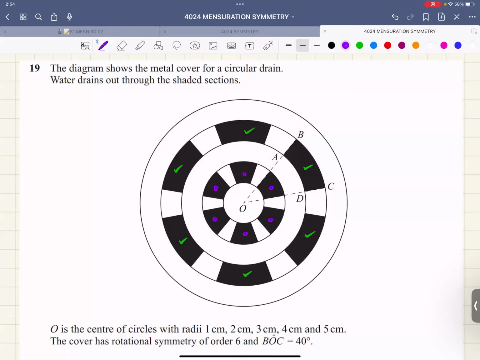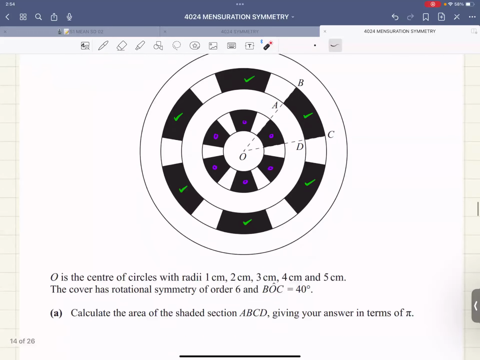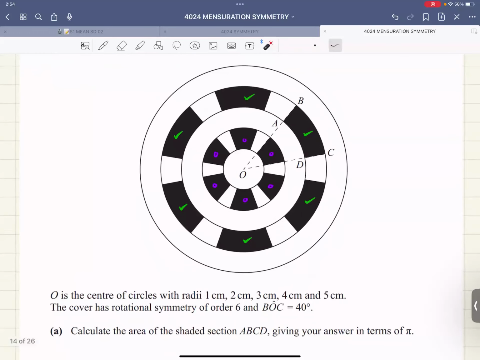O is the center of the circle with radii 1, 2, 3, 4, and 5. So there are 5 circles. So this is O, this is radius 1, and then radius 2, radius 3, radius 4, radius 5. The cover has a rotational symmetry of order 6, which makes sense. 1, 2, 3, 4, 5, 6. These green tick marks are also 6. The blank ones are also 6, and so on. This angle is 40 degrees. BOC is 40 degrees. That's this one.